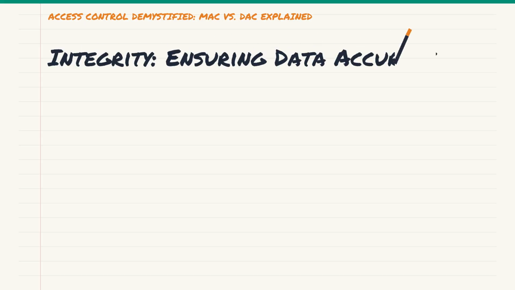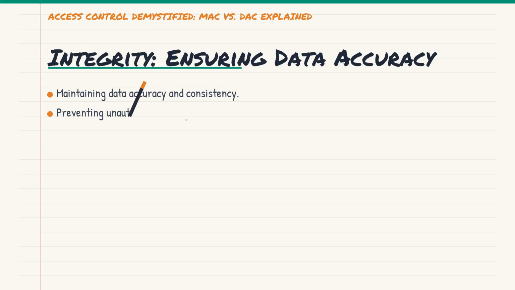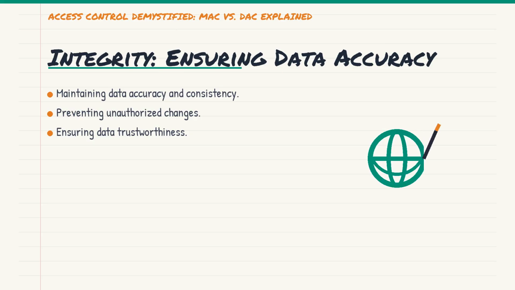Next up, we have data integrity. This is just as important. Integrity means that the data is accurate, consistent, and reliable throughout its entire life cycle. Imagine a bank balance. You need to be absolutely sure that the number you see is correct and hasn't been messed with. Access control helps prevent unauthorized modification or deletion of data, ensuring it remains trustworthy.